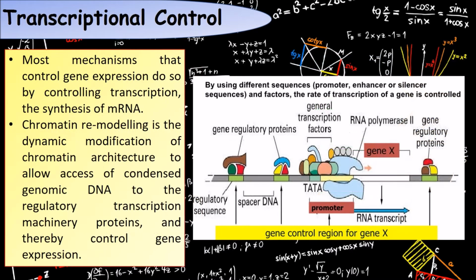So the first method that we want to look at is transcriptional control. Most mechanisms that control gene expression do so by controlling transcription, so the synthesis of messenger RNA. Chromatin remodeling is the dynamic modification of chromatin architecture to allow access of condensed genomic DNA to regulatory transcription machinery proteins and thereby control the genes. The following short video hopefully summarises all of the key points to go with this.